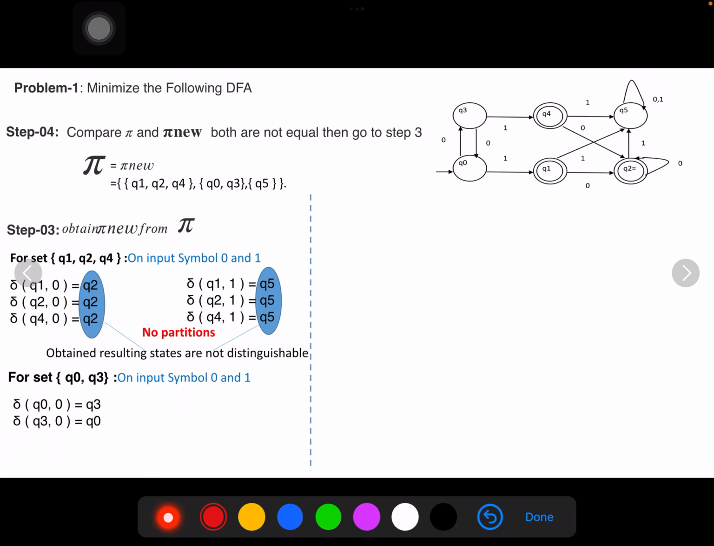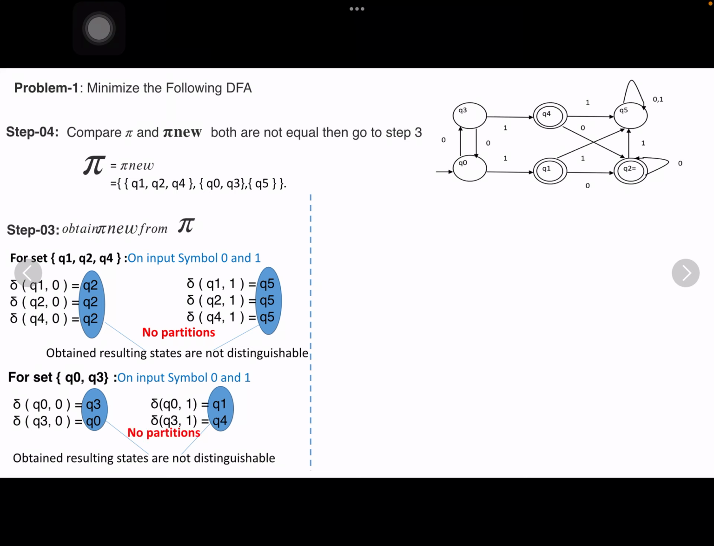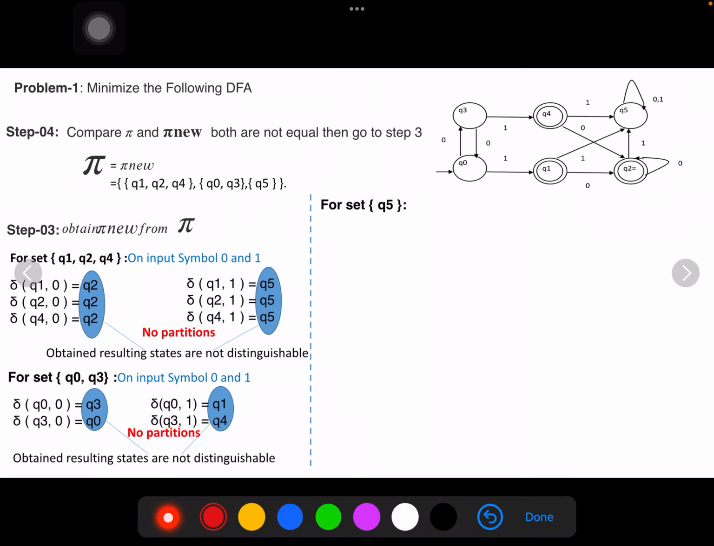Q0 on 0 will go to Q3. Q3 on 0 will go to Q0. And also δ(Q0, 1) goes to Q1, δ(Q3, 1) goes to Q4. So find out the decision here. Q0 and Q3 belong to one specific group, Q1 and Q4 also belong to one specific group. So the resulting states are not distinguishable. Then what is the condition here? No partition, so no need to partition it.